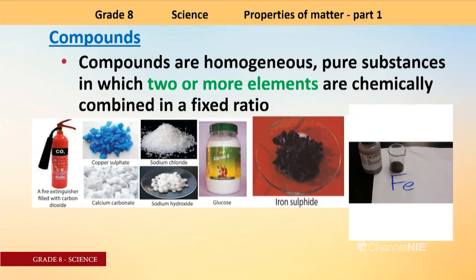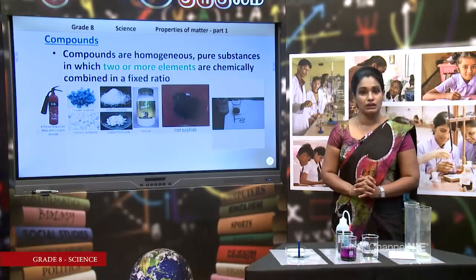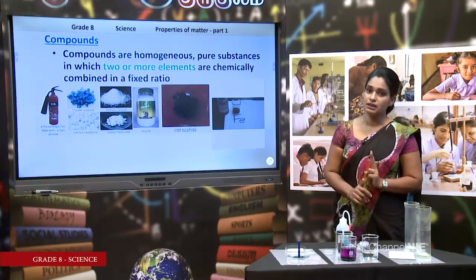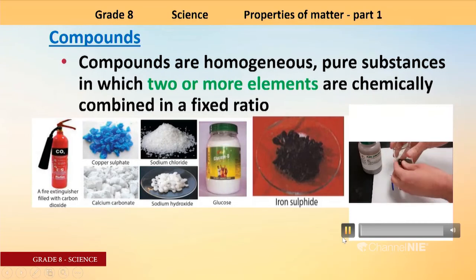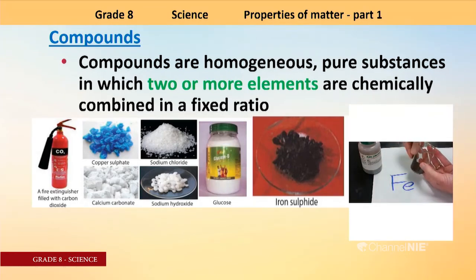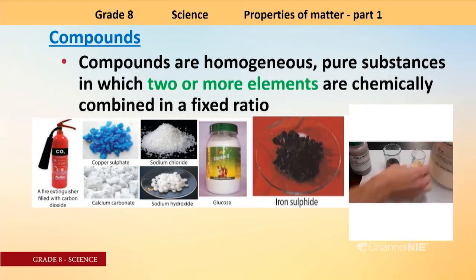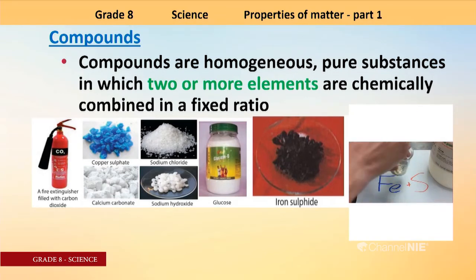Do you know, when considering iron sulfide, actually it is a compound. It is a pure compound, but it is made by combining 2 elements, that is iron and sulfur. Let us see how to produce that. Here you can see they have taken iron, this is the iron dust, then the sulfur. They are going to mix them. Now they are mixing 2 pure elements, iron and sulfur.